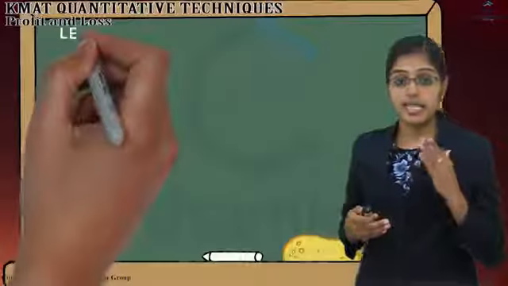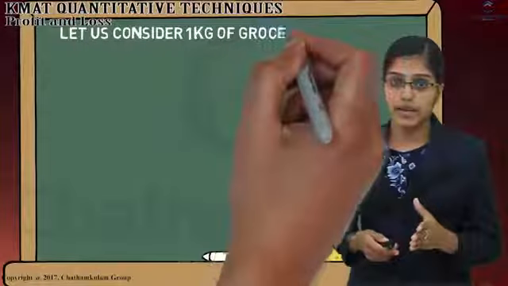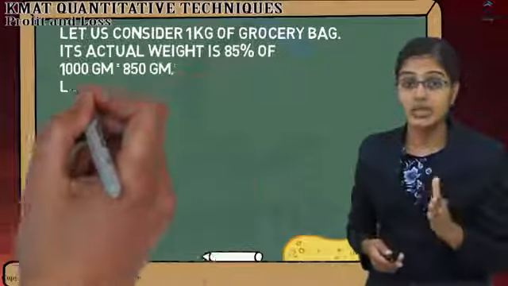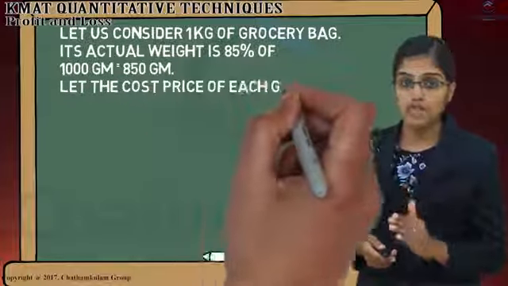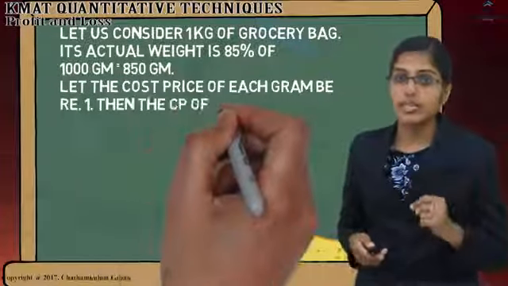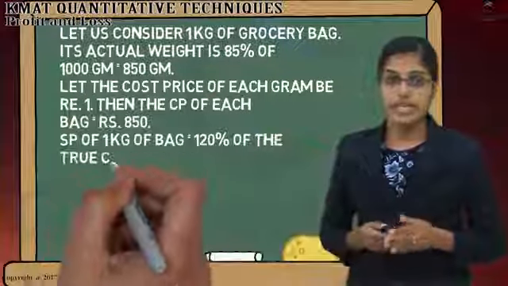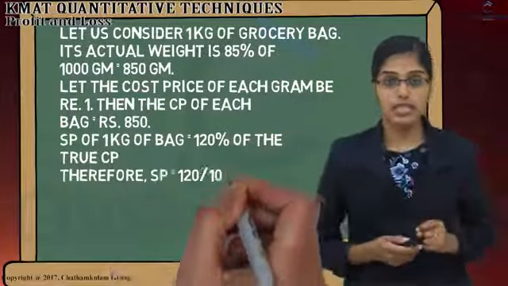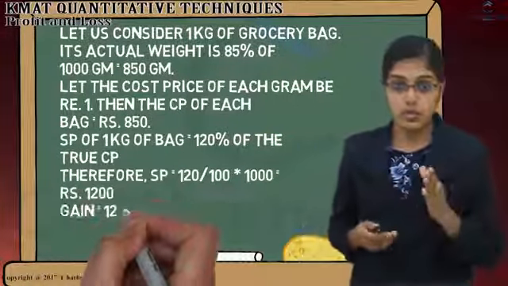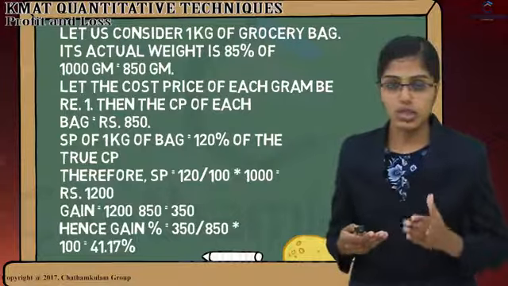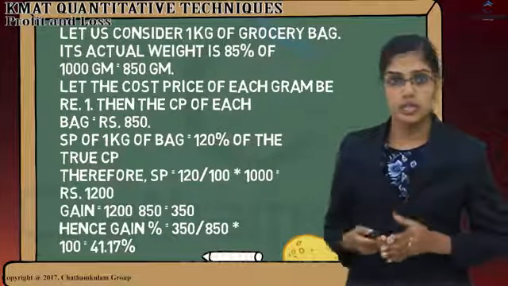Our next question is that a dishonest merchant sells his grocery using weights 15% less than the true weights and makes a profit of 20%. Find his total gain percentage. So here let us consider a 1 kilogram grocery bag. Its actual weight is 85% of 1000 gram, that is 850 gram. So let the cost price of each gram be rupees 1. Then the CP of each bag is equal to rupees 850. And then the SP of a 1 kilogram bag is equal to 120% of the true CP.